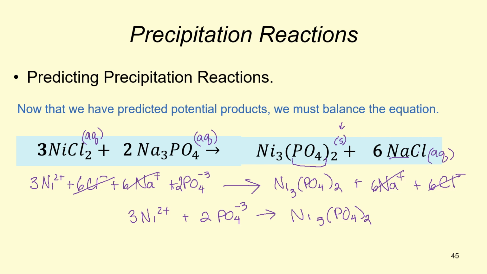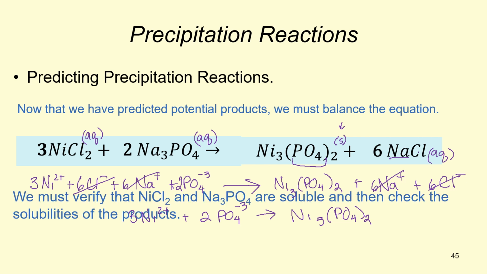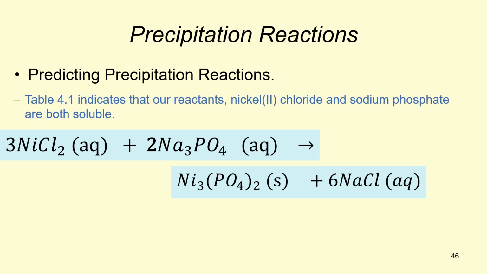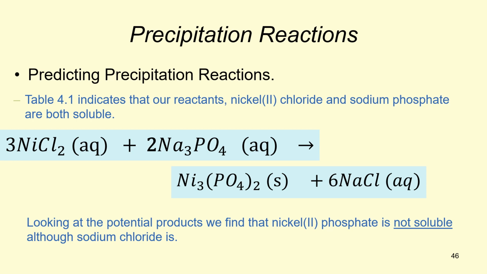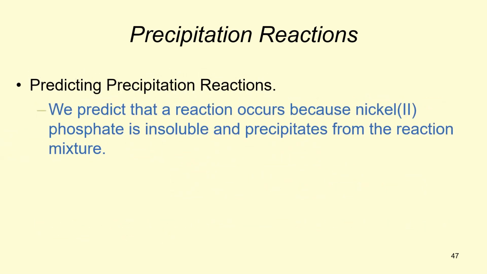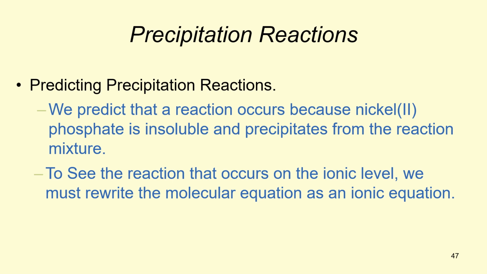I think it helps for you to see me writing it out. I know I have this on the next slide, so let's just look at it. So yep, NiCl2 is aqueous, Na3PO4 is aqueous, Ni3PO4 is solid, NaCl is aqueous. And we break it apart into the ionic level.